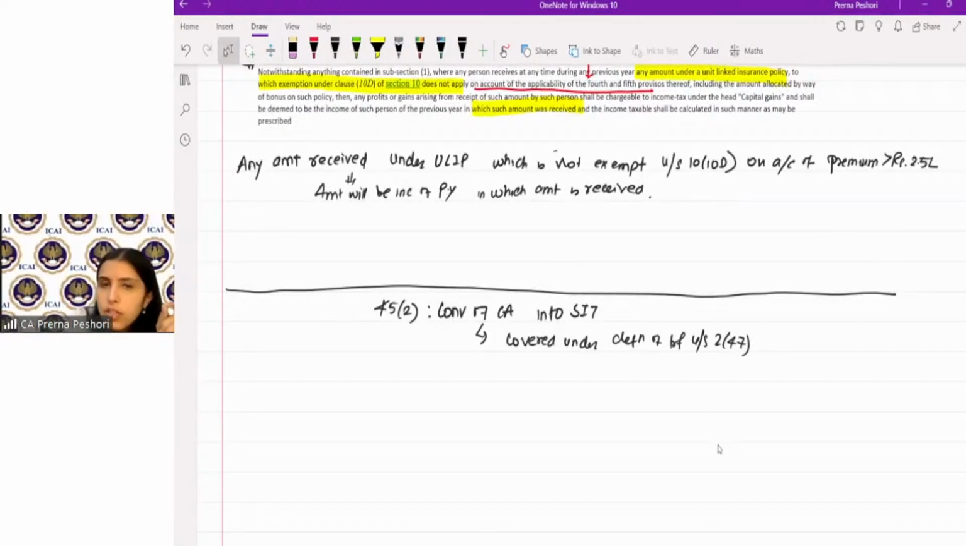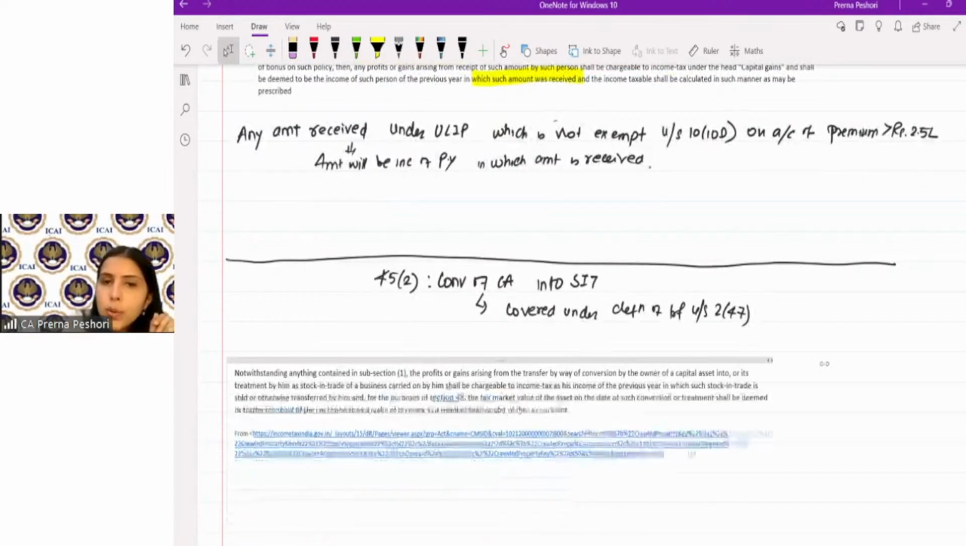So now here, let's try and understand, and then I'll make a comparison between the conversion of capital asset into stock in trade and conversion of stock in trade into the capital asset. All right. So first, as I said, conversion of capital asset into stock in trade. What does it say?